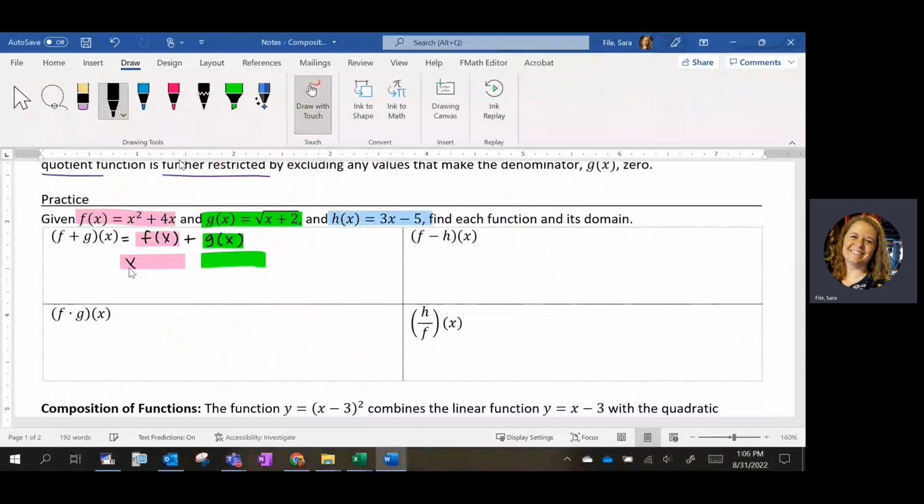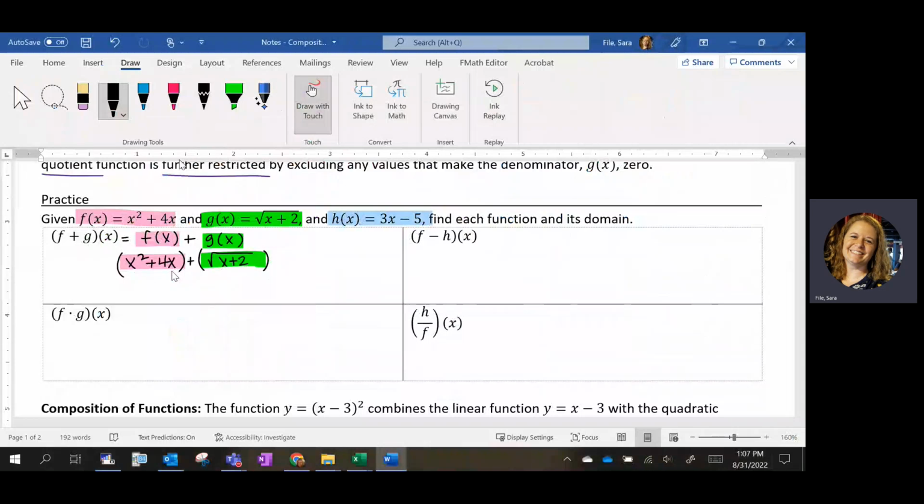Okay, so that's x squared plus 4x plus, and then the g of x function is the square root of x plus 2. Now, I would get in the habit of putting a function in parentheses whenever I'm inputting it. Just in this particular example with addition, it doesn't make a difference. We're just going to drop the parentheses because there's nothing to simplify inside them. There's nothing to distribute or anything like that.